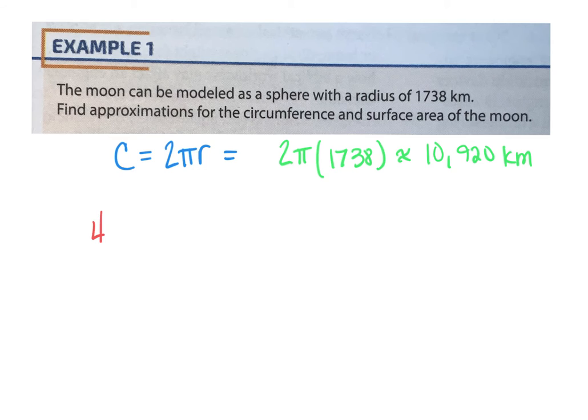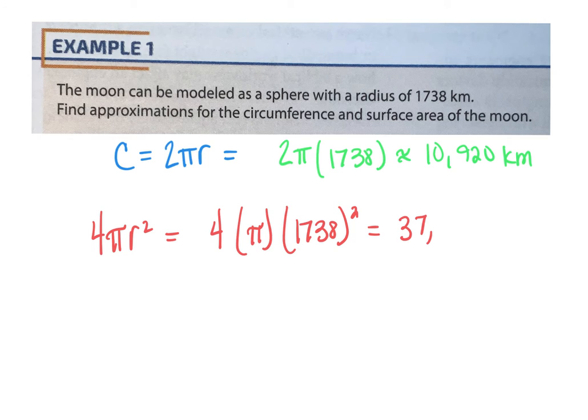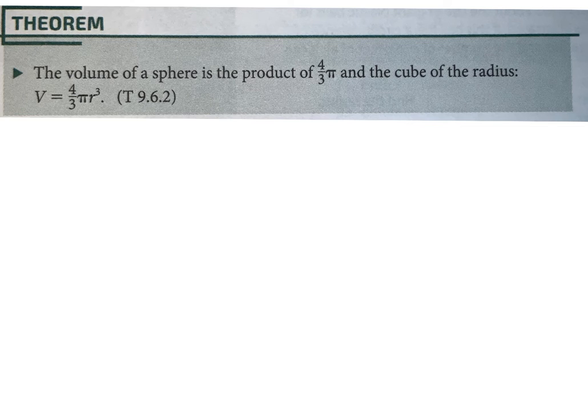They also want the approximate surface area. Surface area is 4 pi r squared. You need to memorize that. 4 times pi times r squared. Approximately 37,958,532. Surface area is units squared. All right? So you really just need to know that formula, 4 pi r squared. This is one that you just need to memorize.